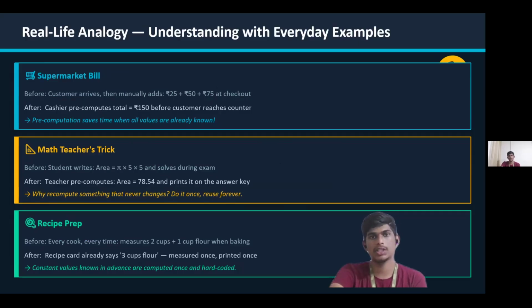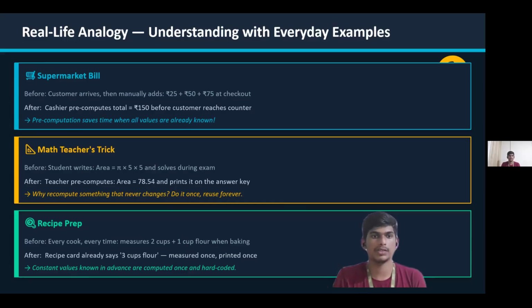Coming to the real life analogy, we use it in multiple places in everyday life also. One example is supermarket billing. Before the customers arrive, we would have to add 25, 50, and 75 at each checkout for each particular thing. Once the cashier pre-computes the total, 25, 50, and 75 becomes 150. So when the customer reaches the counter, the pre-computation saves time at the billing counter. That is one example.